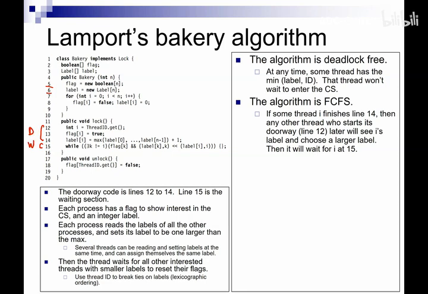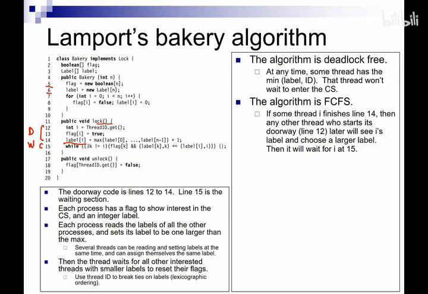Now, we're claiming that if some thread I finishes its doorway before another thread J starts the lock operation, then I will get into the critical section before J. That's the first come, first serve property. The reason this is true is that if I has finished its doorway section, then I has obtained a label and written that label to the overall array of labels.